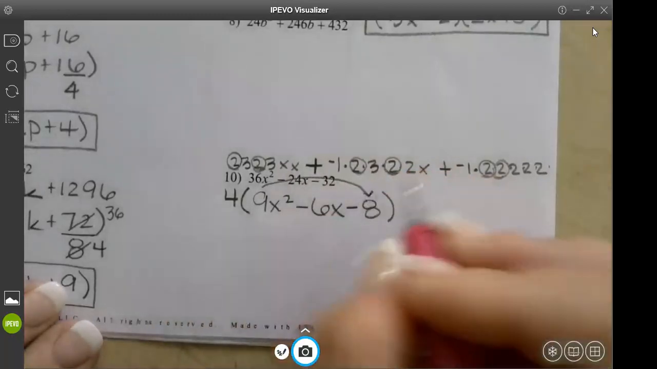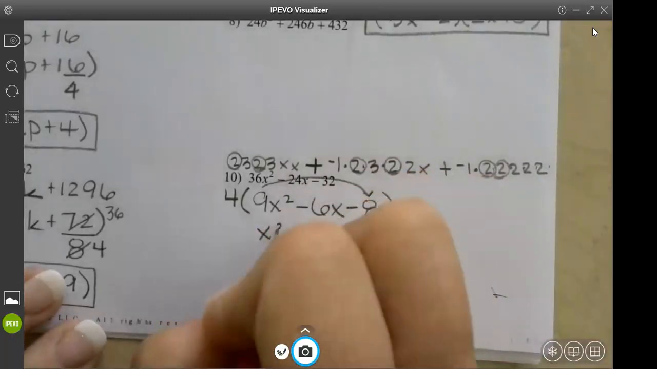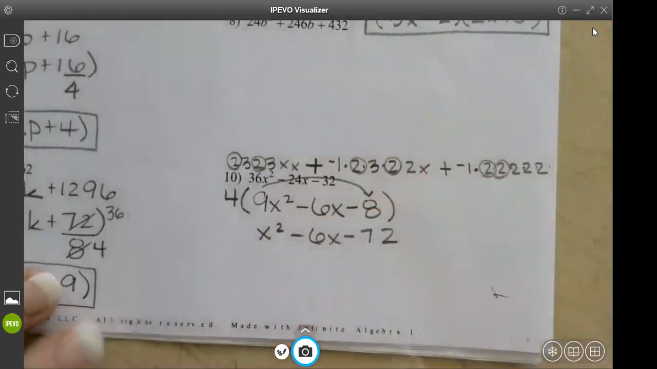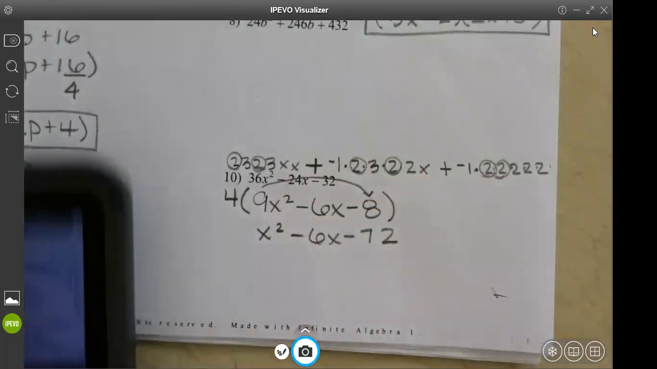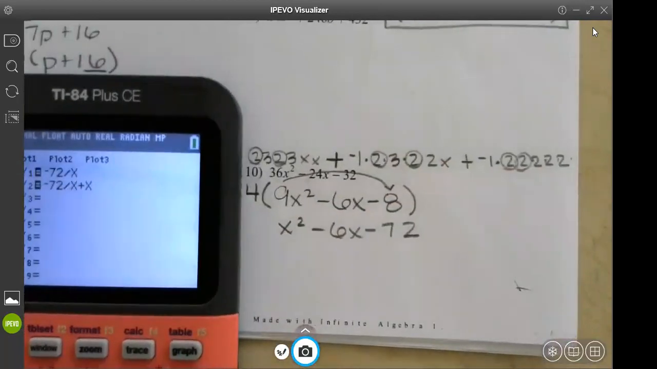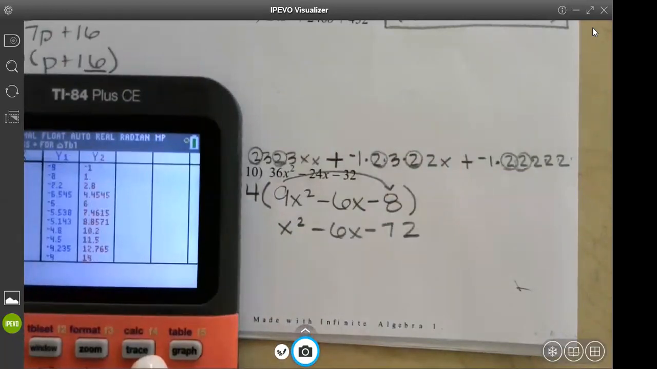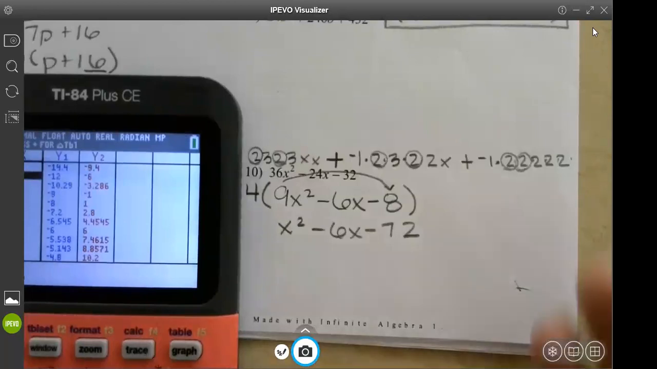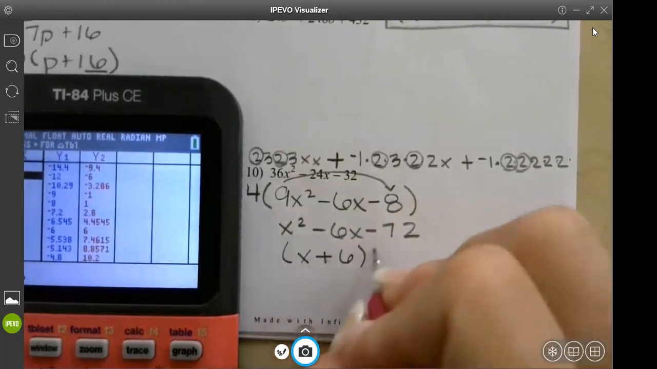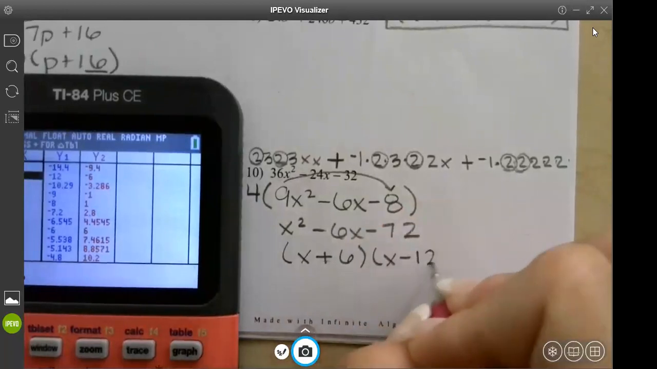Okay. So I'm going to slide the 8. I get x squared minus 6x. 9 times negative 8 is negative 72. I'm looking for factors of negative 72 that add to negative 6. There's positive 6. There's negative 6. So x and a positive 6, x and a negative 12.